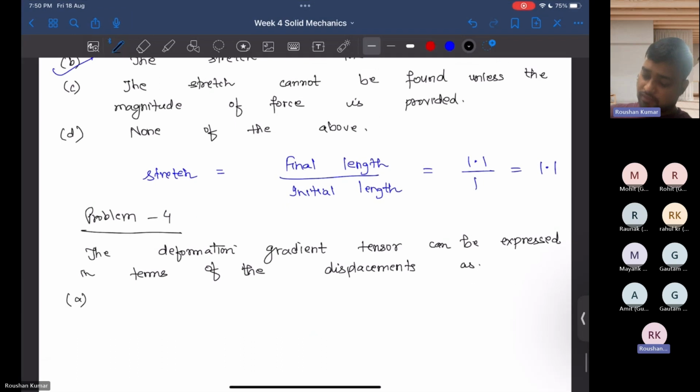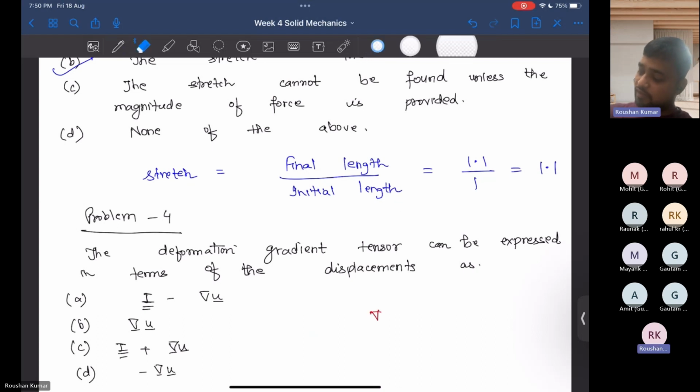The first option is I, that means identity tensor, minus gradient of u. The second option is gradient of u. The third option is I plus gradient of u. And the last option is minus of gradient of u. Here, gradient of u is nothing but the displacement. U is displacement vector.